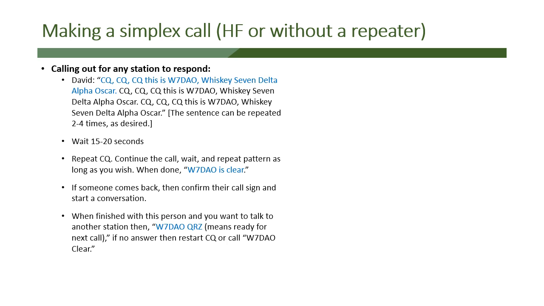When no one's responding, after you get tired, say W7DAO is clear. If someone does come back, then confirm their call sign and start a conversation. When you finish with this person and you want to talk to another station, you have some choices. You can say W7DAO QRZ, and QRZ means ready for the next call. Is there another station there who would like to talk to me? And if there's no answer, then you can start the CQ process again, or if you're just done, say W7DAO is clear. Why do you say clear? To tell people that you're freeing up the frequency for someone else to use.